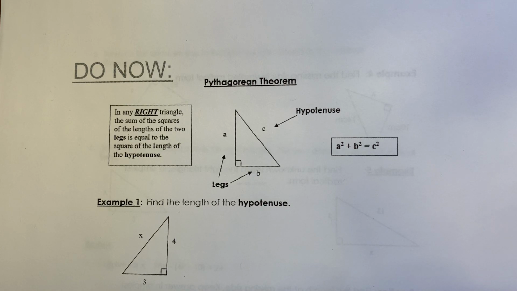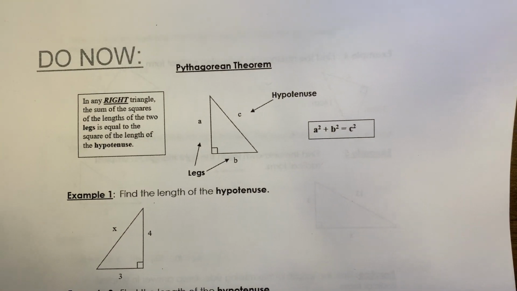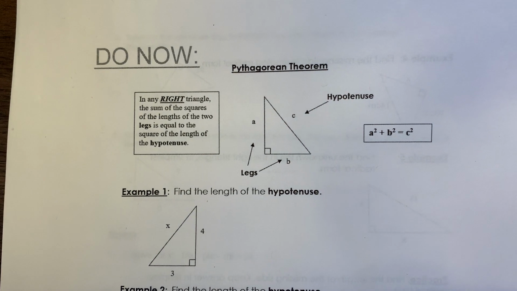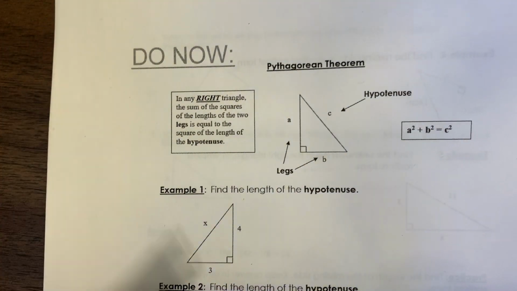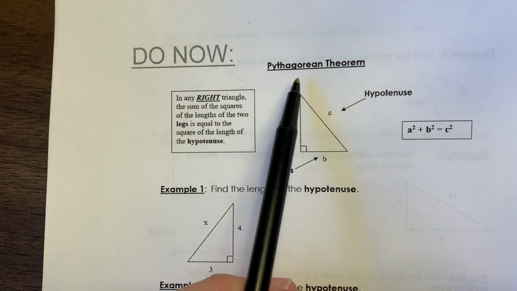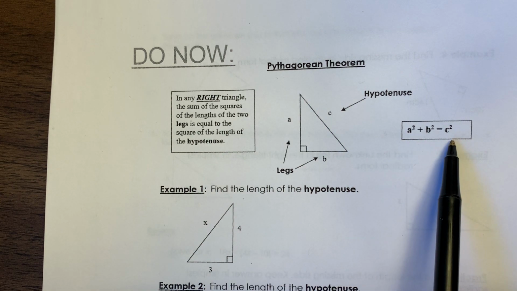Okay, we're gonna do Pythagorean theorem. You guys should know this from middle school, but I understand that if you don't remember it, we're gonna do it again. Pythagorean theorem, the most famous mathematical formula in the world. It's a squared plus b squared equals c squared, right?